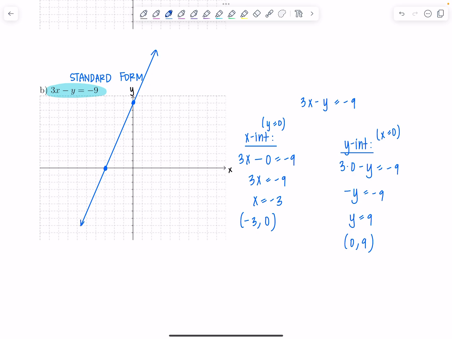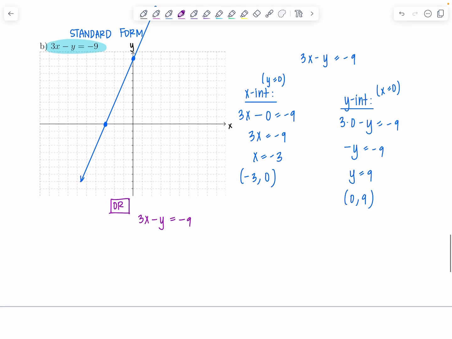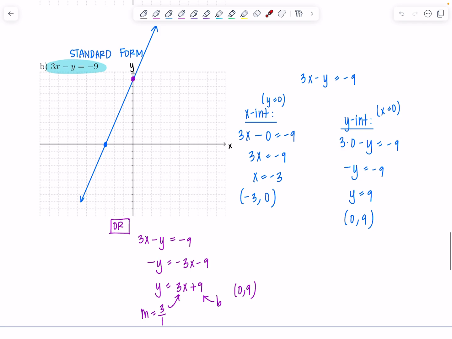If you hated that, don't worry. I got another way for you. Or you go, I love y equals mx plus b. Y equals mx plus b, always and forever. So then, get y by itself. Negative y equals negative 3x minus 9. So y equals 3x plus 9. There's my b, there's my y-intercept, 0, 9. That would be where you start. And then your slope is 3. 3 over 1.